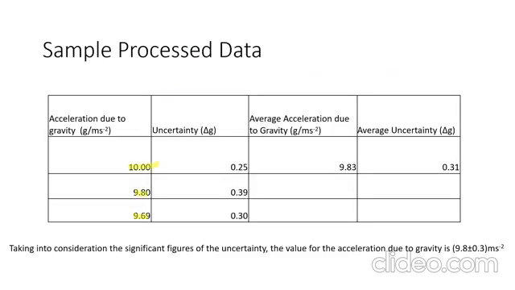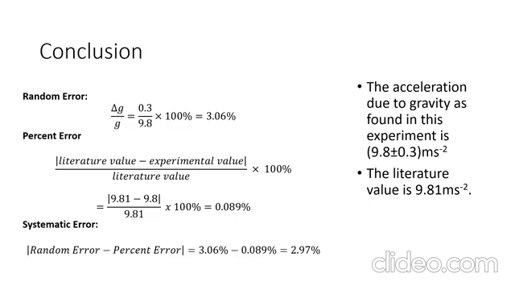This is the acceleration due to gravity as found in the first, second, and third trial, and these are their respective uncertainties. This value here is the average of these values for the acceleration due to gravity, and this average uncertainty is the average of these values here. Taking into consideration the significant figures of the uncertainty, the value for the acceleration due to gravity will then be 9.8 plus or minus 0.3 meters per second squared. The random error is 3.06%, the percent error is 0.089%, and the systematic error is 2.97%. The acceleration due to gravity as found in this experiment is 9.8 plus or minus 0.3 meters per second squared.